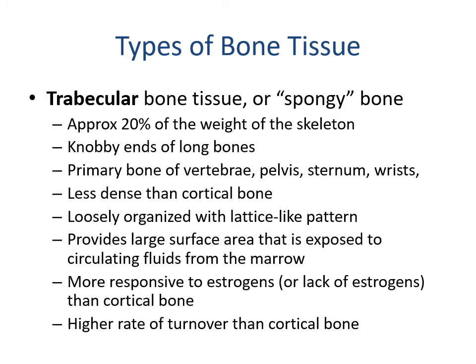You then also have trabecular bone tissue or spongy bone tissue. And this is approximately 20% of the weight of the skeleton. This makes up, for example, things like the knobby ends of long bones. This is the primary bone of things like the vertebrae, pelvis, sternum, and wrists. So this is less dense than cortical bone, and again is described as loosely organized with a lattice-like pattern. This does provide a large surface area that's exposed to circulating fluids from the marrow. This is more responsive to estrogens or lack thereof than cortical bone. So when we talk about looking at postmenopausal women and bone risk and bone loss, this will make more sense. And this does have a higher rate of turnover than cortical bone.